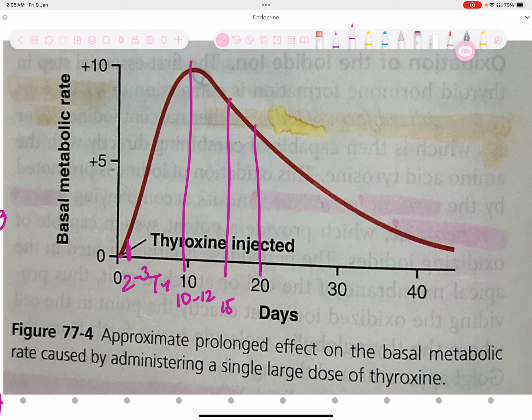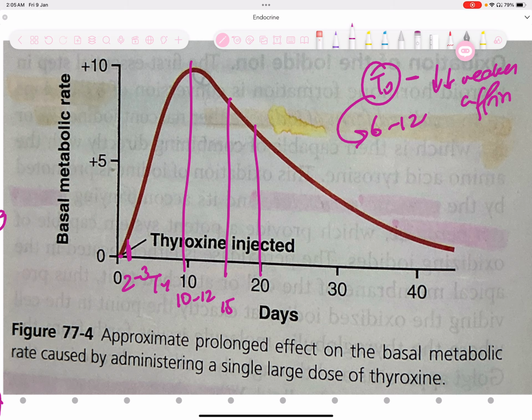Whereas triiodothyronine's latent period is 6 to 12 hours. So this is comparatively faster acting. Why? Because it has a weaker affinity, so it's very weakly bound and easy to release. It initially starts showing changes in metabolic rate after 6 to 12 hours, and it reaches the maximum activity after 2 to 3 days.